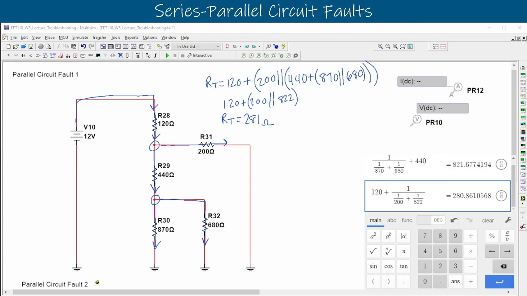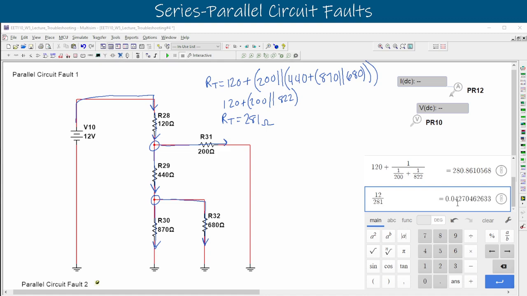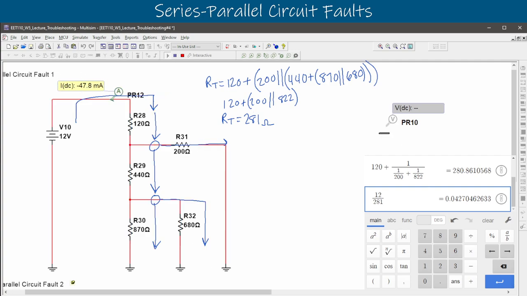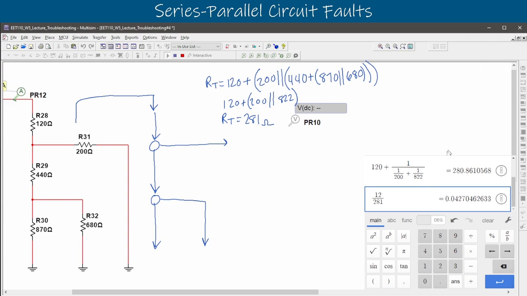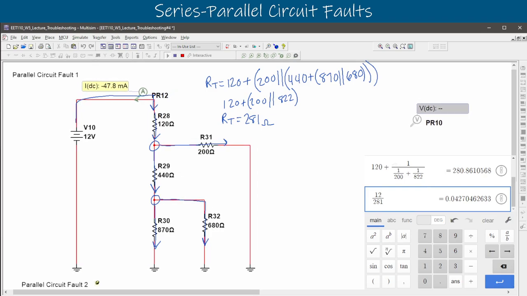We can use that to find our total current. We can say that the 280 that we have there and our 12 volt source, so 12 divided by 281 gives us a total current of 42.7 milliamps. So let's check that. So our current probe over here, we'll hit play on that, and we get 47.8. So it is actually a little bit larger than what we expect.